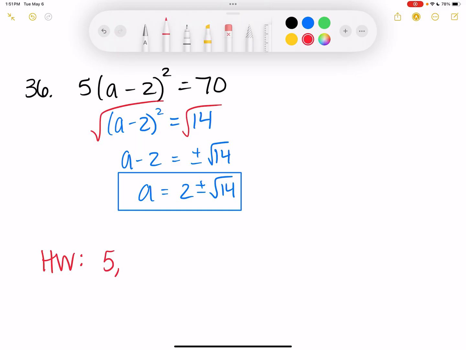5, 7, 9, 14. Cookie point, you put an even one in this. 19, no, never mind, not 19. 23, 25, 33, 35, and 37.